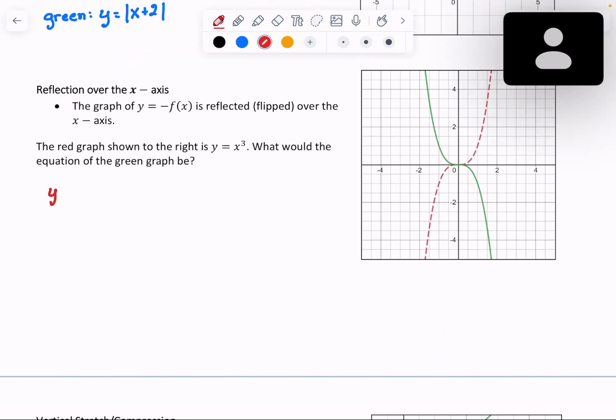So y is negative x cubed. Let me draw that 3 better. That one's actually pretty simple, at least for this example it is. So those were 3 different types of shifts, or 2 different types of shifts and a reflection. So now let's talk about how do we stretch and compress a graph.